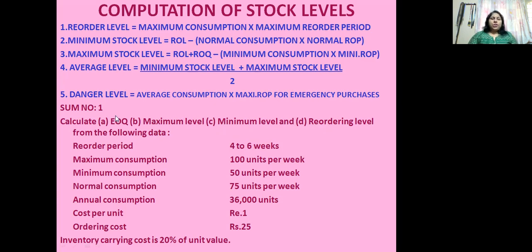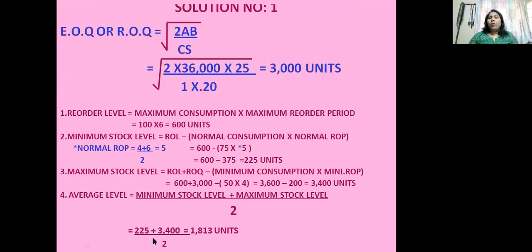So first question, EOQ. I can make use of the last 4 pieces of information to calculate the EOQ. Annual consumption is given in units. So definitely I will follow the formula of root of 2AB divided by CS. So A is 36,000 and C is 1 and B is 25 and carrying cost is 0.20. Let me check how I did the calculation for EOQ or ROQ. EOQ is otherwise called ROQ.